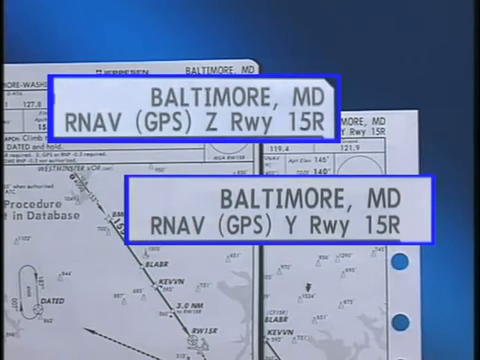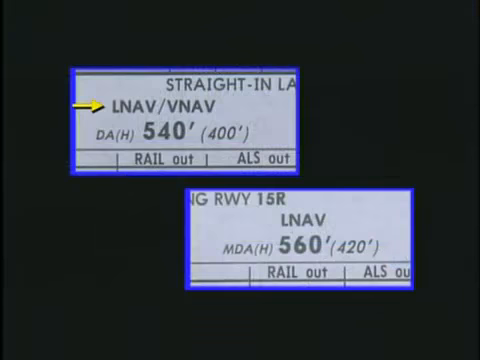The Baltimore-Washington International Airport has the RNAV GPS Zulu runway 15 right and the RNAV GPS Yankee runway 15 right approaches. One of the approaches contains LNAV/VNAV, lateral and vertical navigation minimums, while the other approach includes LNAV, lateral navigation minimums only.